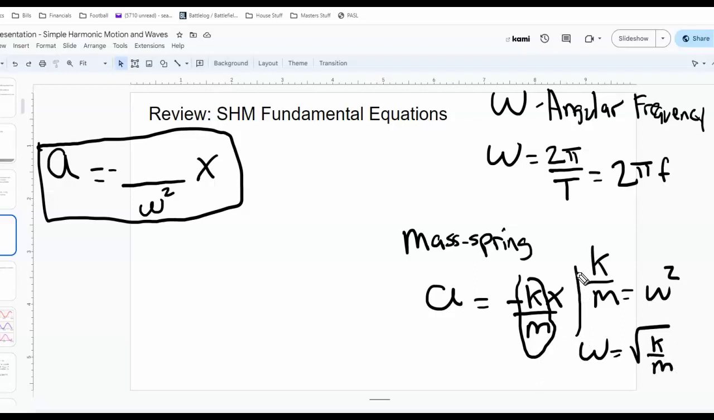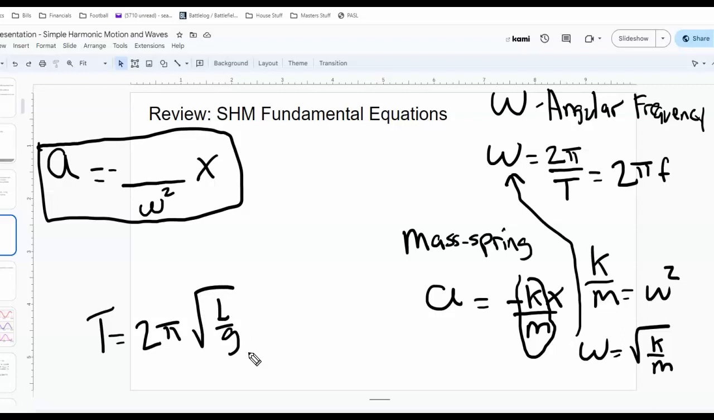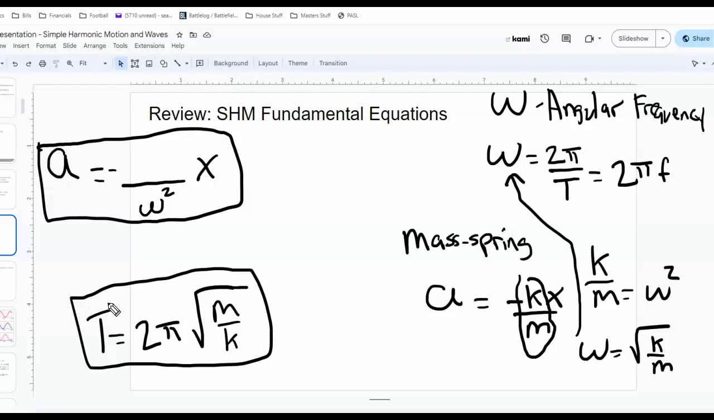And if you take this and plug it into the equation for period, then you can show that the period of a mass attached to a spring is equal to 2 pi times the square root of L over G. Okay, I'm sorry, let me erase that. It's equal to 2 pi times the square root of m over k. A little bit of a mistake there, sorry. And again, this is the equation that lets you calculate the period of a mass on a spring.